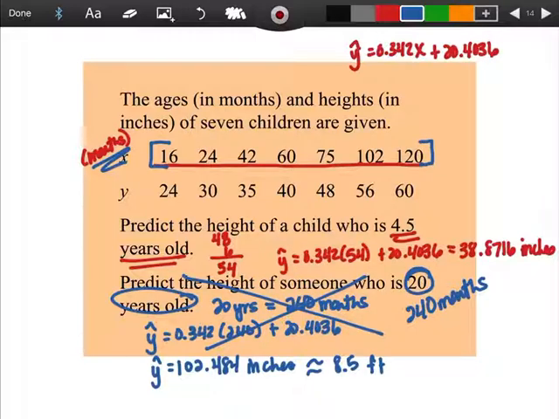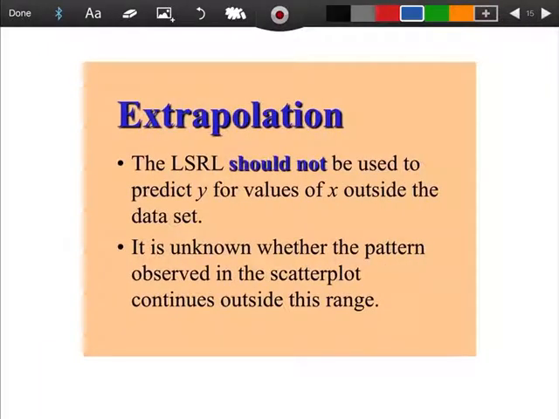The reason for that is if you look at the input data we had for X, this equation is based on X values between 16 months and 120 months old. 240 months old is well beyond the scope of this study that we used to create the line of best fit. We should not use our equation to predict for X values that are beyond the scope of what we've looked at. That's called extrapolation.